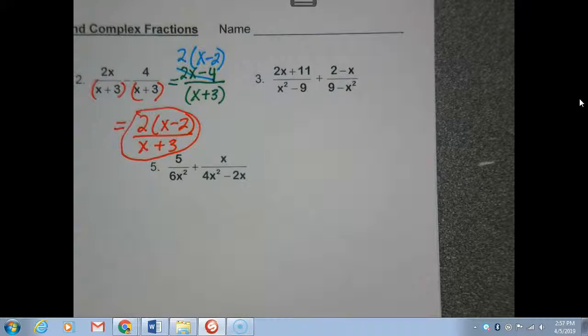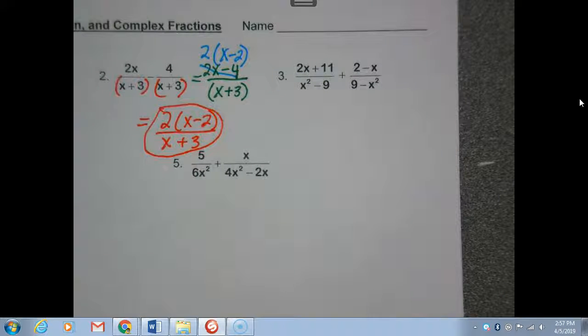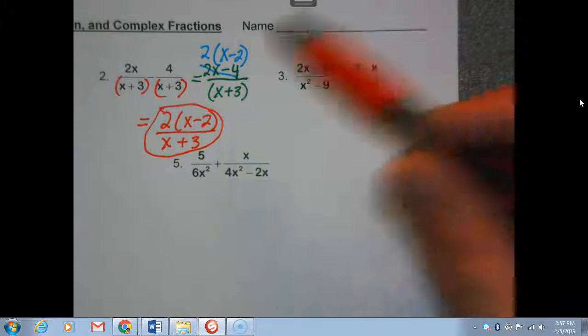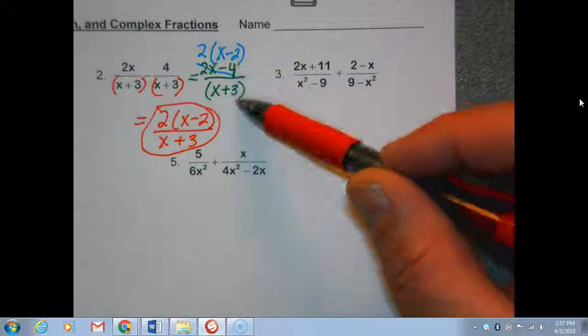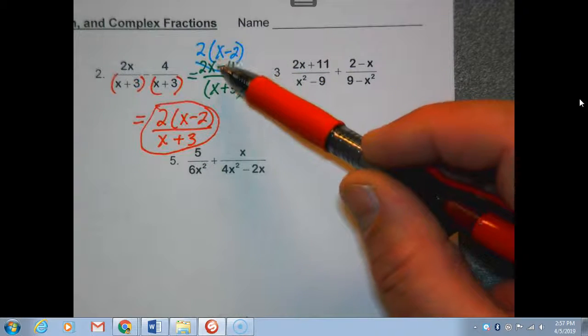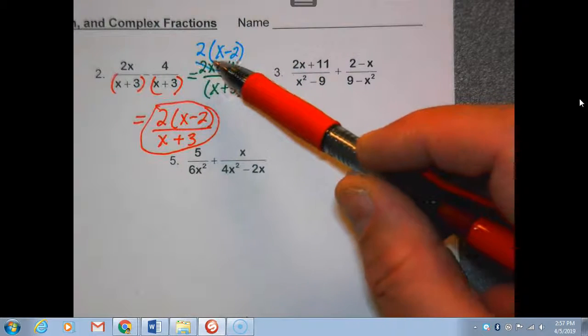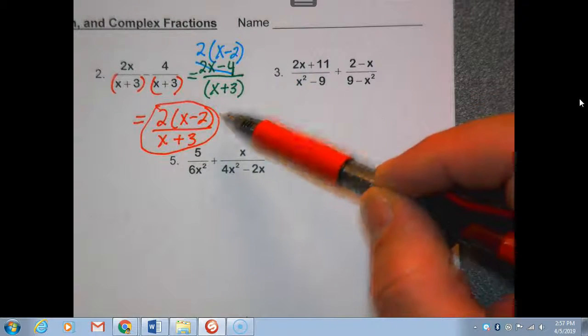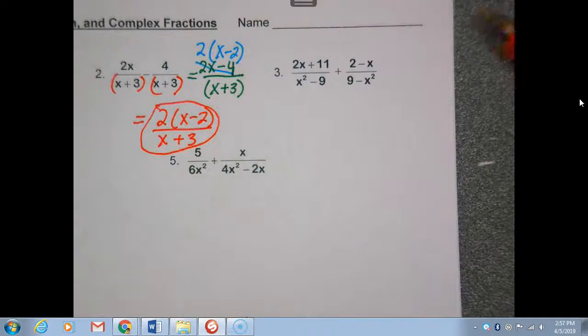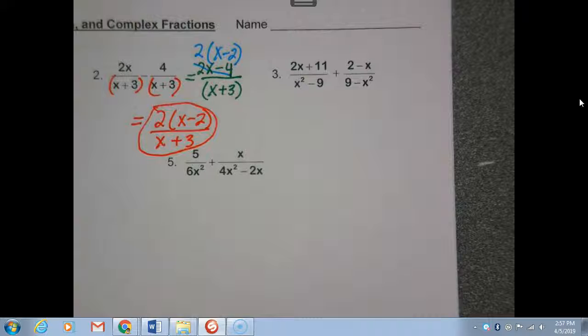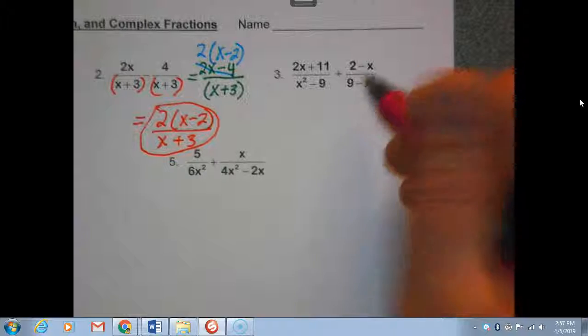You got a question? Huh? On the last one, what about it? You could. But you have to make sure that this doesn't simplify any further. That's why I double checked. Like when you factor it, get it to its simplest form, make sure nothing else cancels out. We're going to run into that. There you go. We're going to change this one.